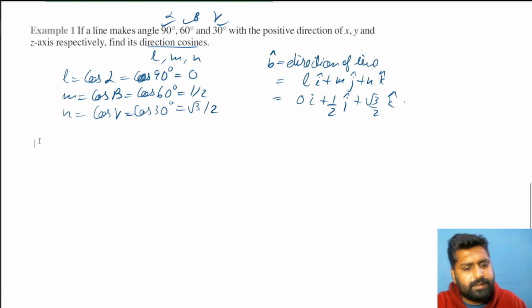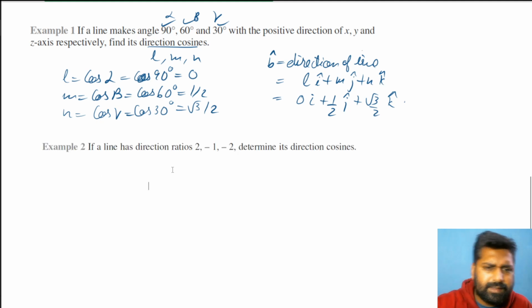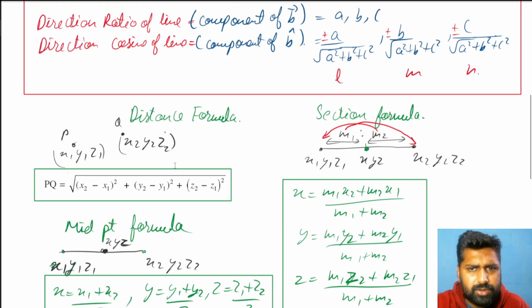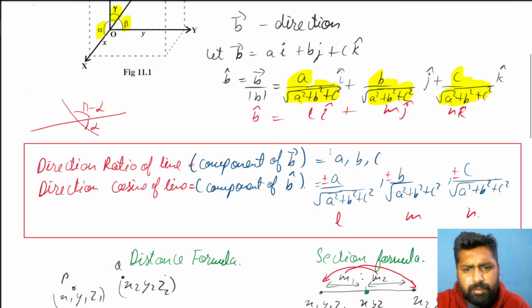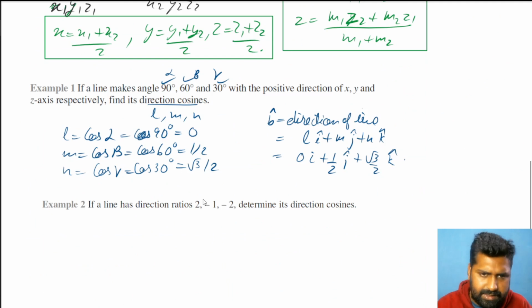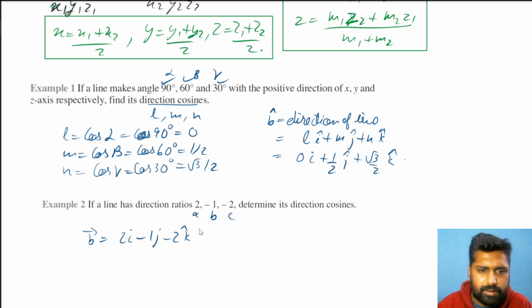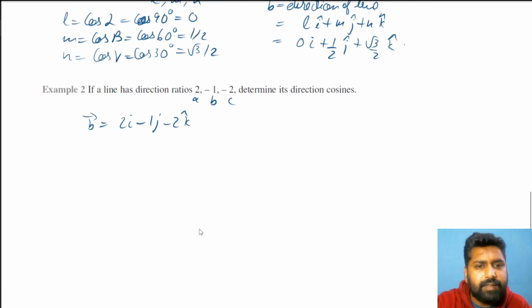Next thing is, it is saying that a line has direction ratios 2, 1, minus 2. So again, look at the direction ratio that we discussed. It's the components of your b vector: a, b, c. Direction ratios are given. This is a, this is b, this is c. So basically your b vector is 2i minus 1j minus 2k. Either they can give you direction ratios, that is, the i, j, k components basically here.